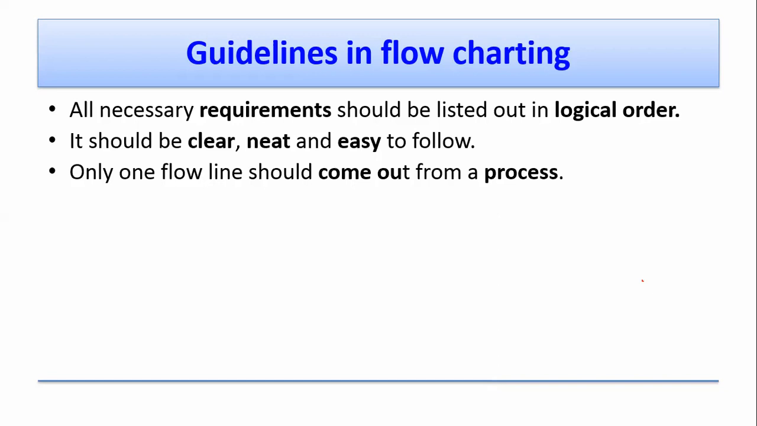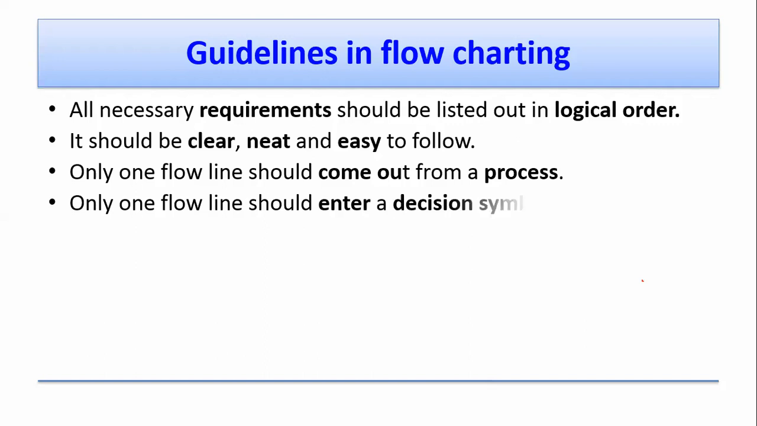The next one is that only one flow line should come out from a process. That means after the process, there should be one flow line. If there is a process, there should be one result, one output from the process. So we take one output from the process. And then only one flow line should enter a decision symbol. So when you are going to take a decision, we have to go with one input.